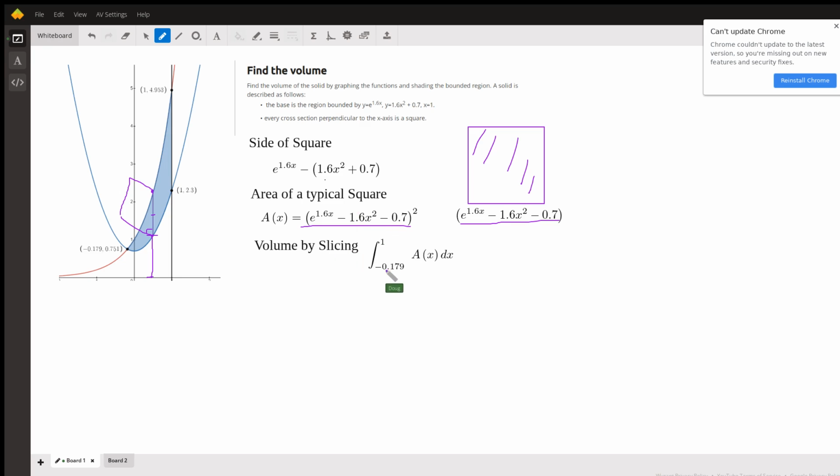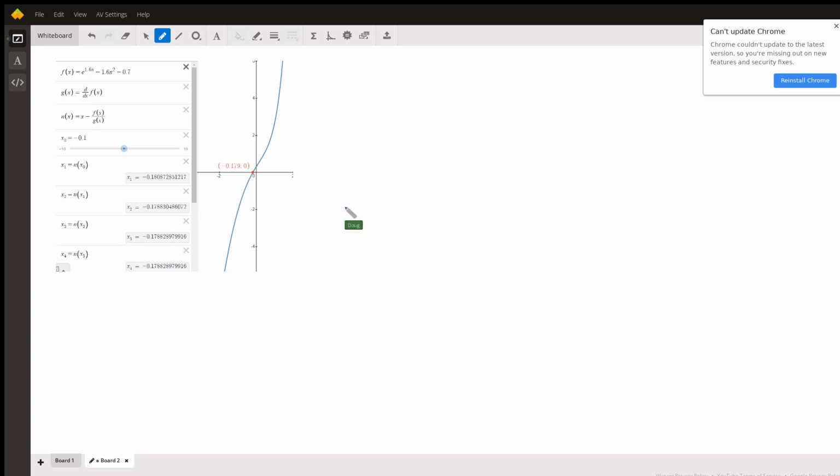We want to integrate from, well, that's the other question. How do we find this point of intersection? You can use a graphing calculator to graph both these functions and find the point of intersection. Or you can use Newton's method, which you may not have learned yet. But here's an example of using Newton's method, where f of x is the top function minus the bottom function, and g of x is the derivative of that function. And here's Newton's method right here.